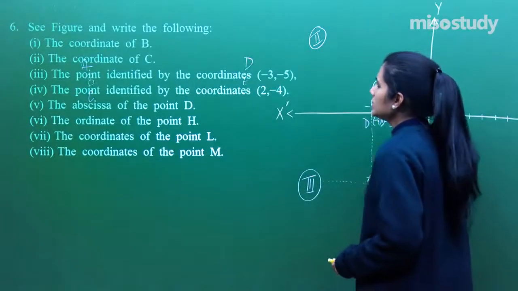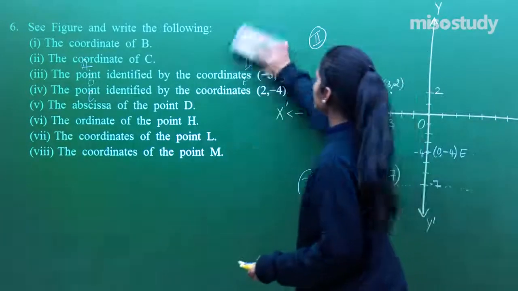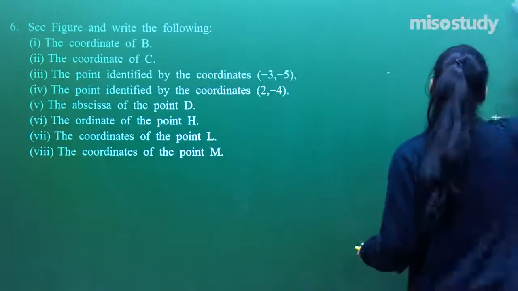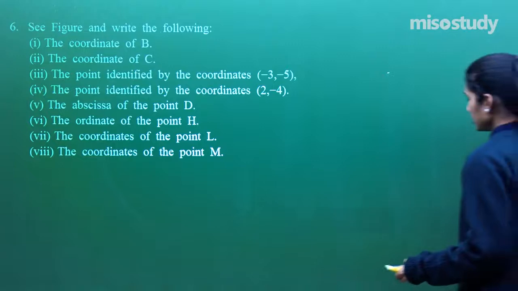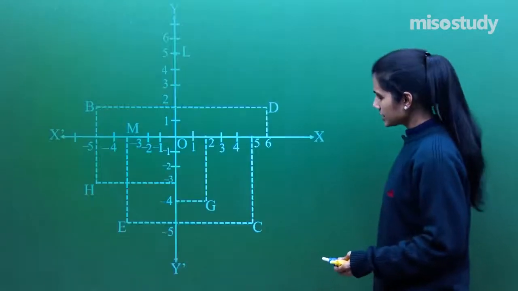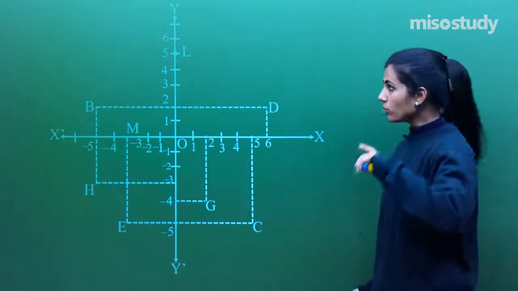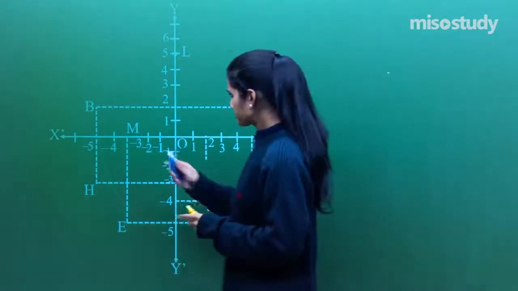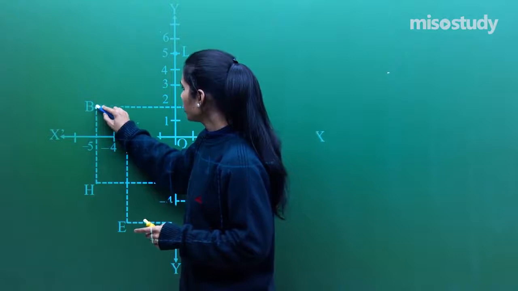It says: see the figure and write the following. Let's see what figure it is talking about. We have to look at the figure and accordingly answer the query. The figure is this. Based upon this figure, we have to answer what are the coordinates of point B. Now see, how do you get the coordinates of point B?